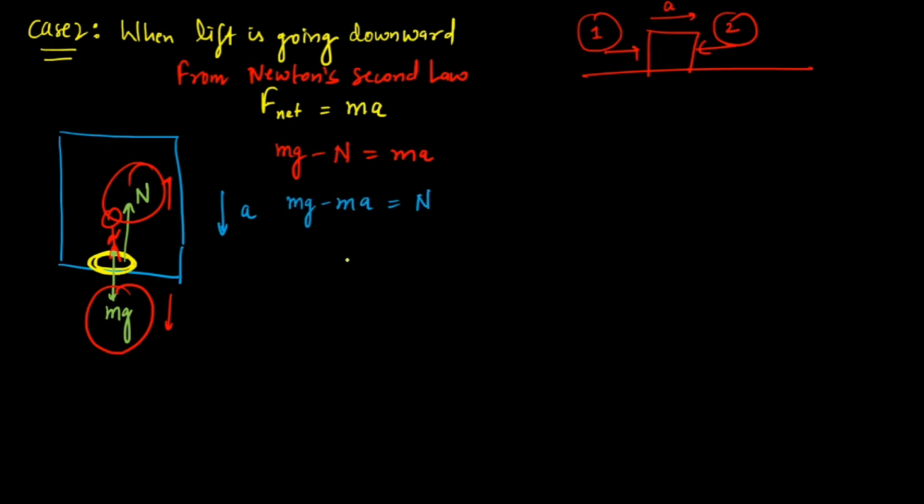So if we just observe it well, normal is going to be mg minus ma, whereas in the earlier case, when the lift is going upwards, normal is going to be mg plus ma. So automatically, in the second case, we will feel a little lighter than our actual weight. Next time when you use a lift, make sure you try to observe this particular thing: whenever you are going upward, do you feel heavy? Whenever you're coming downward, do you feel a little lighter?